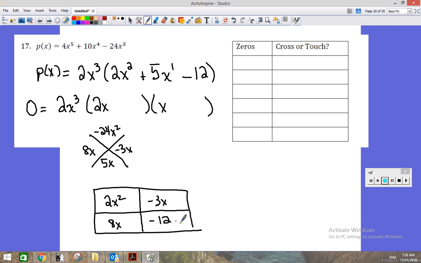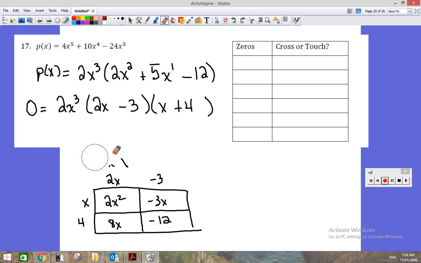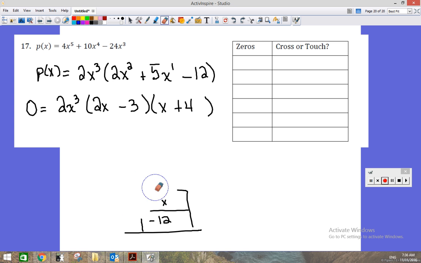So if I factor here, both of these are divisible by 4, both of these by -3, x is common to both of these, and both of these are an even number and they have an x. So this factors to 2x minus 3 and x plus 4. So many of you can see that without going through the table. It's just that, like I say, when you have a lot of different possible combinations, it is nice. It is helpful.